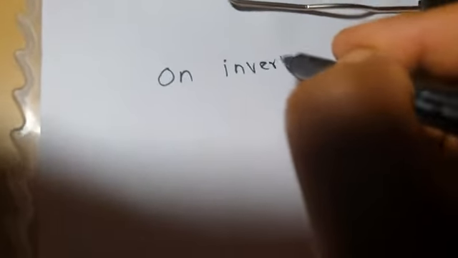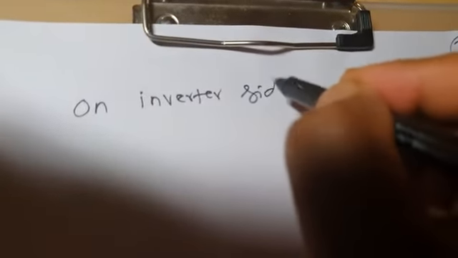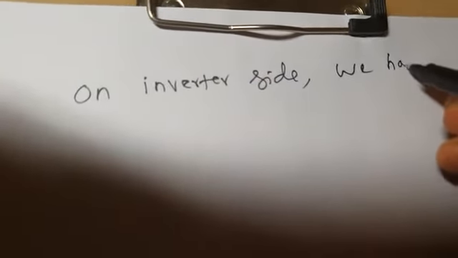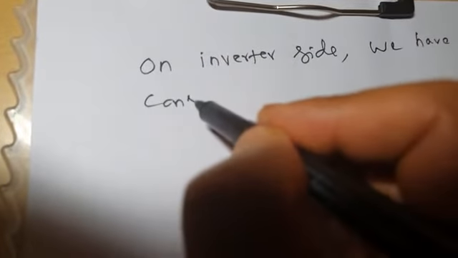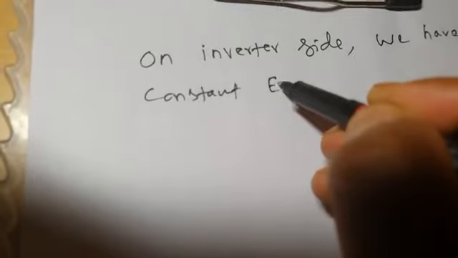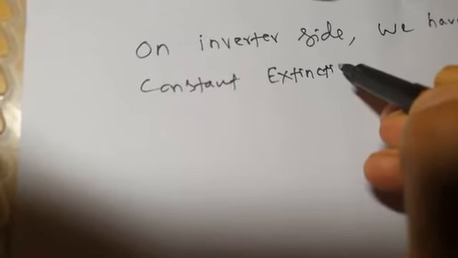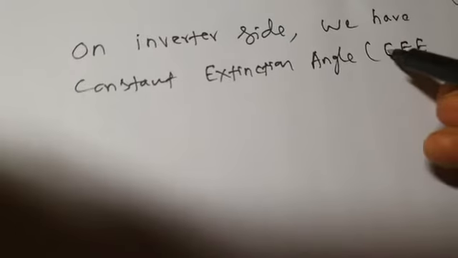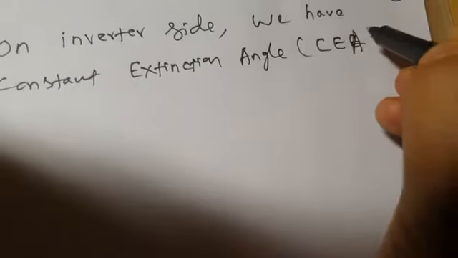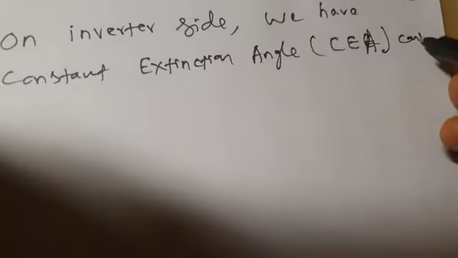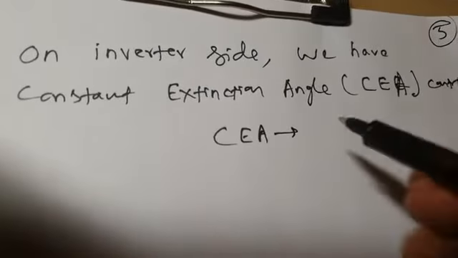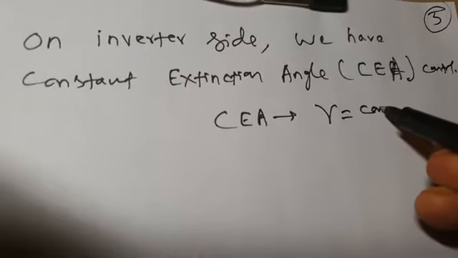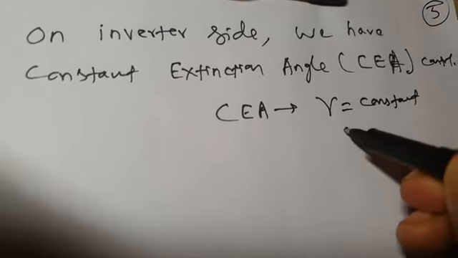So on inverter side, we have constant extinction angle control. Constant extinction angle control, that is CEA. C for constant, E for extinction, and A for angle. CEA control. What this CEA control does is that the inverter always maintains gamma constant. And it is maintained constant at gamma min.